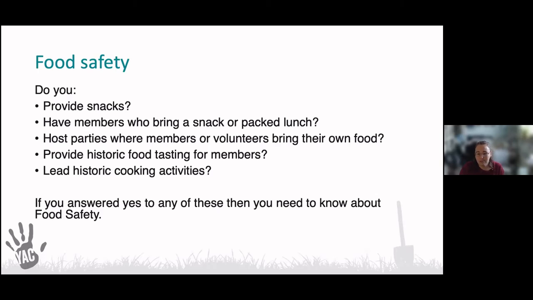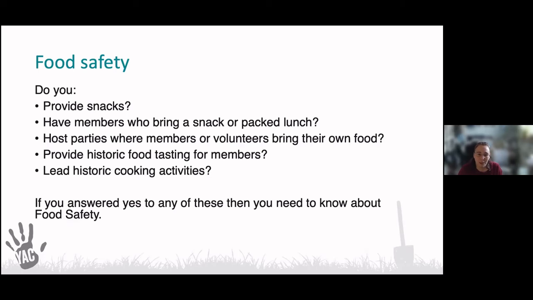Food safety. Does anyone provide snacks? Do you have people who bring their own snacks or pack lunches? Do you host parties where people bring their own food? Do you provide historic food tasting, or lead historic cooking activities? If yes to any of these, then you need to know about food safety.